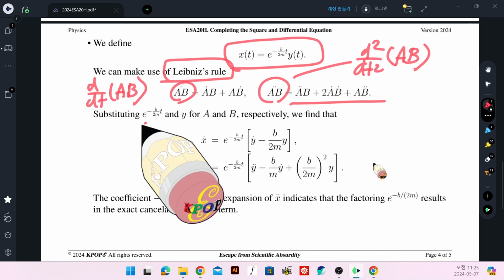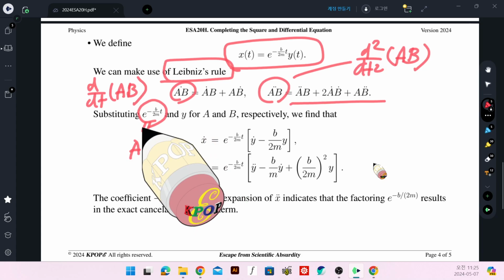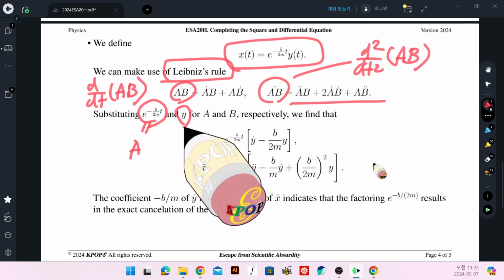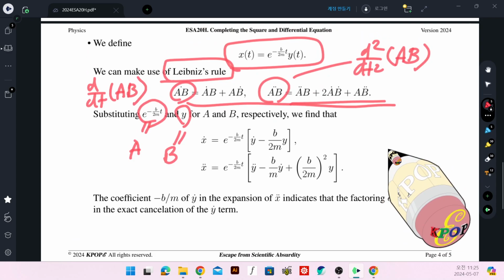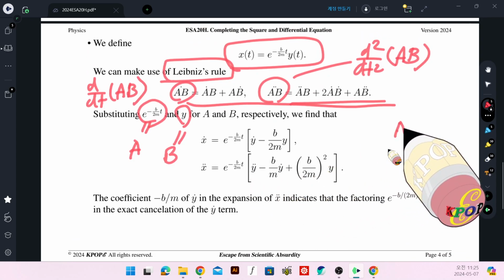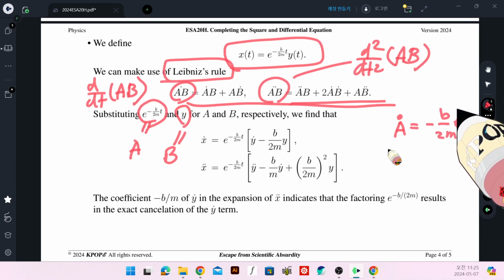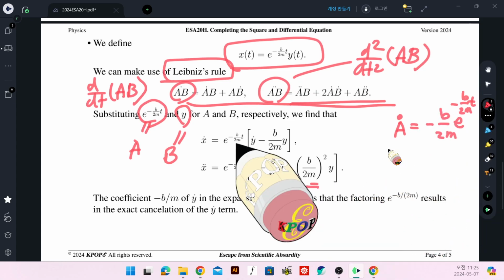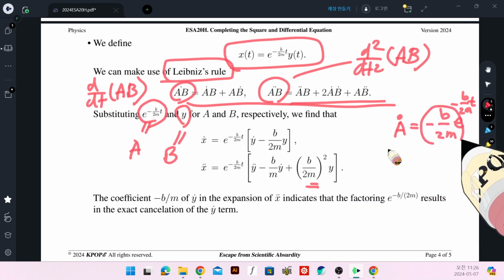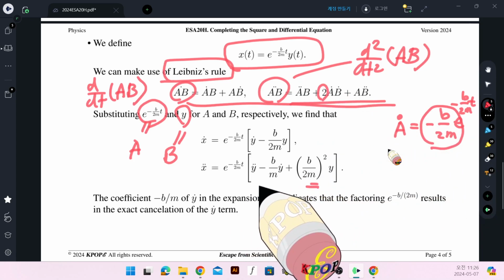So we substitute exponential minus b over 2m t for a, and y for b in these identities. Finally, we know that a dot is b over 2m exponential minus b over 2m t. For a double dot, this one appears twice, and the single dot appears once, but I have to multiply the multiplicity factor 2 to find the expression like that.